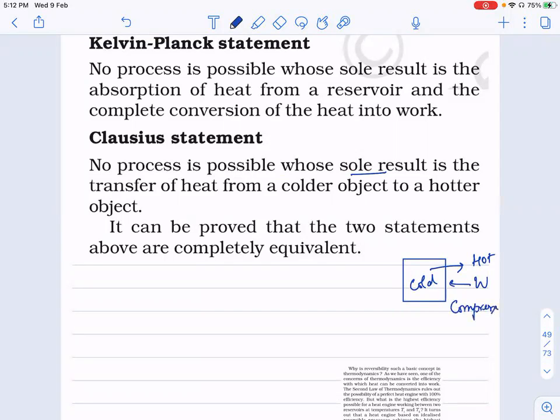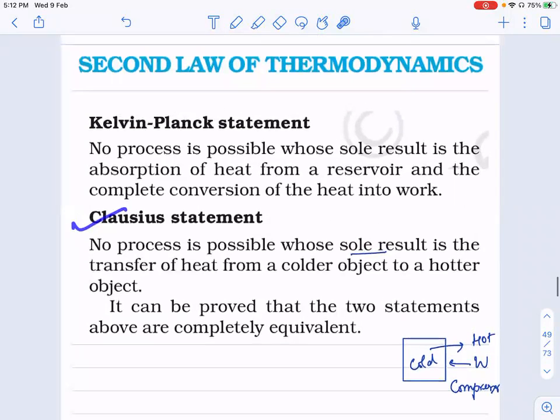Compressor takes the energy from the electrical source and does this reverse flow. अपने आप नहीं जाएगी ये, we have to do. So that's what is the clauses. These two statements you have to remember.